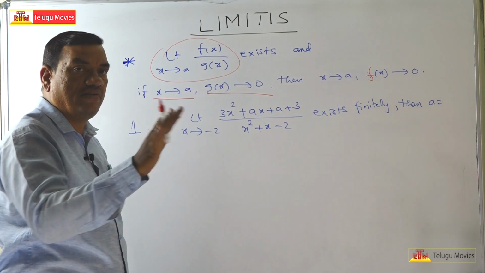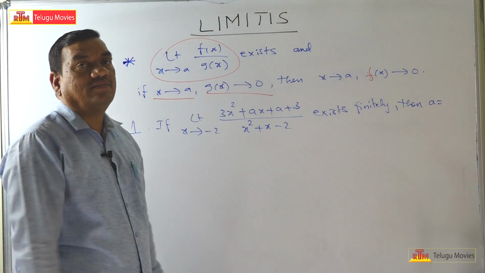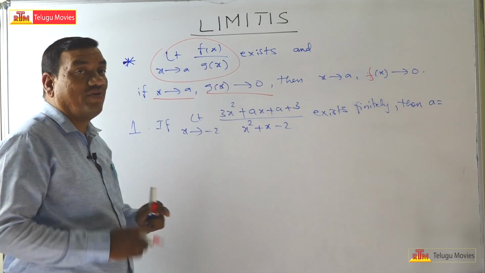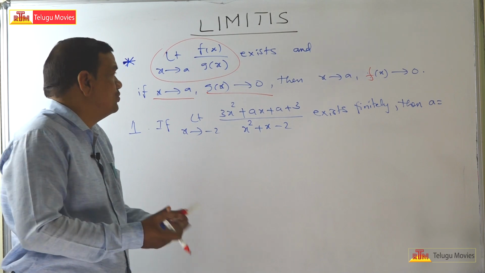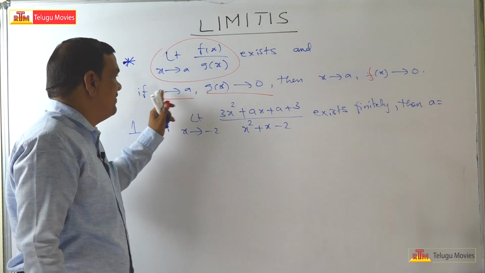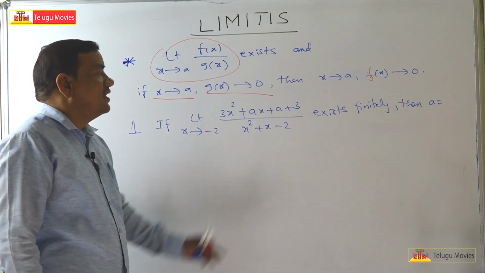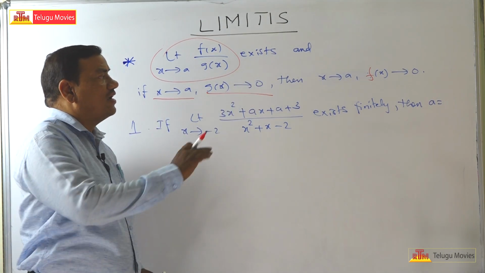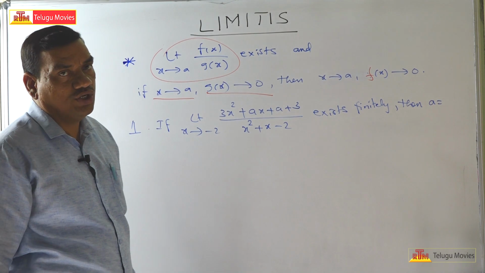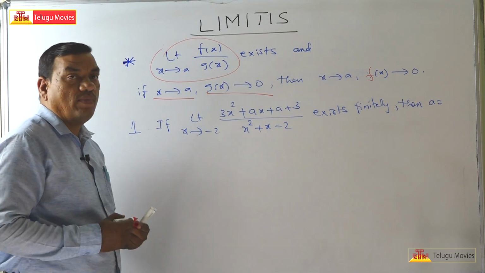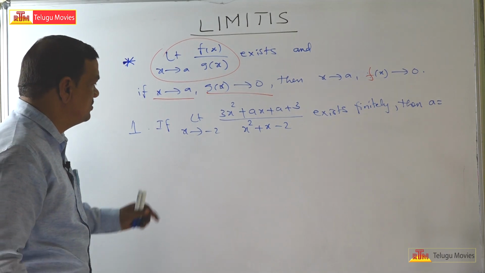The limit may be some value like 5, 10, 11. In that case, if the denominator g of x tends to 0 as x tends to a, then f of x also tends to 0. That is the concept. Now try to understand. One problem was given in one of the examinations.